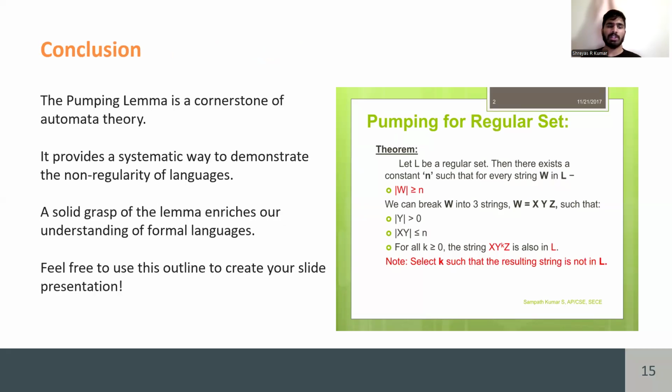So in conclusion, I would like to say that the pumping lemma is a cornerstone of automata theory. It provides a systematic way to demonstrate the non-regularity of languages. A solid grasp of the lemma enriches our understanding of formal languages. So feel free to use this presentation to outline and to create your slide presentation.